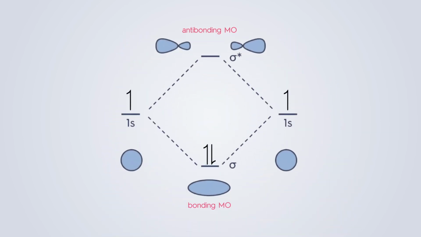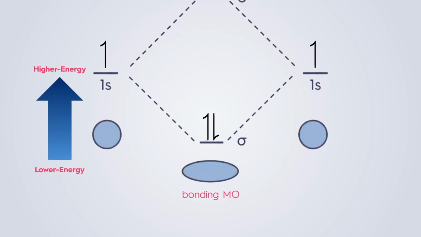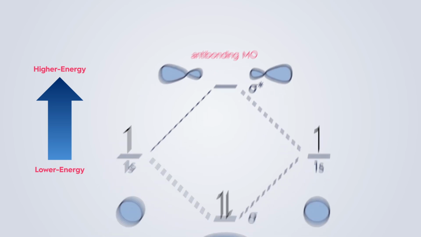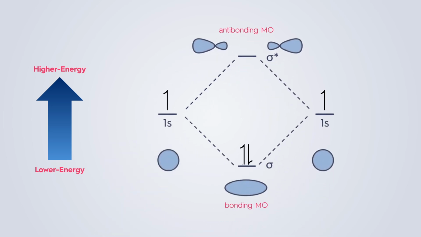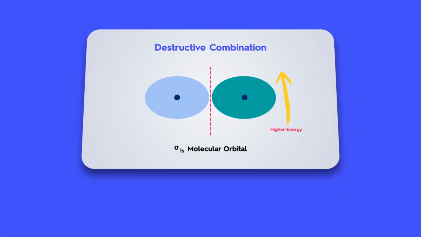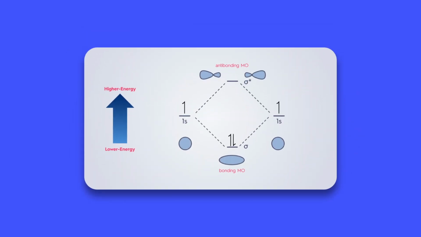An energy diagram shows that when atomic orbitals combine, a bonding orbital forms at lower energy, while an antibonding orbital forms at higher energy. Electrons always fill the lowest energy orbitals first, which is why stable bonds place electrons in bonding sigma orbitals. So far, we've seen how atomic orbitals combine into molecular orbitals, and how bonding and antibonding orbitals differ.